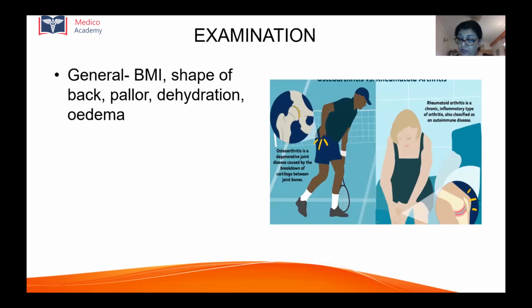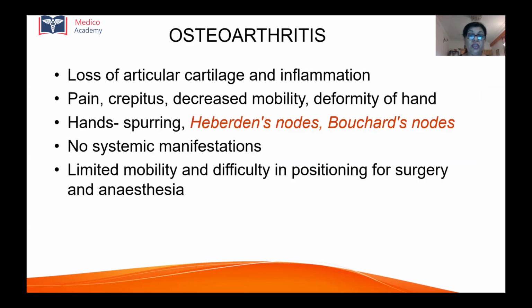General examination, the BMI and shape of the back may determine the type of anesthesia to be used. Pallor, dehydration, and edema will alert the need for further evaluation. Now, there are two main types of arthritis these patients suffer from, osteoarthritis and rheumatoid arthritis. Osteoarthritis is the most common type. It is loss of articular cartilage and inflammation.